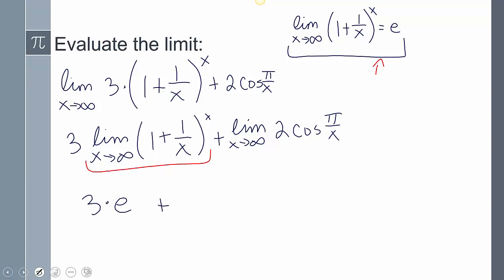plus, as x is getting really, really big, that number pi over x is getting really, really small. Eventually this value is just going to be 0. So this will be 2 times the cosine of 0, and cosine of 0 is 1, so that'll be 2 times 1, so it'll be plus 2.